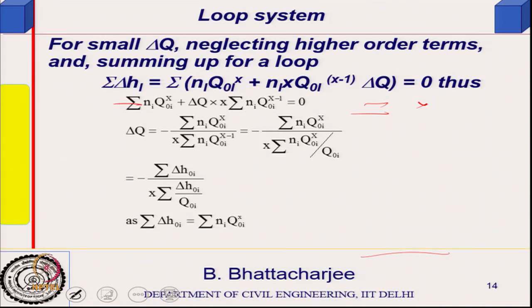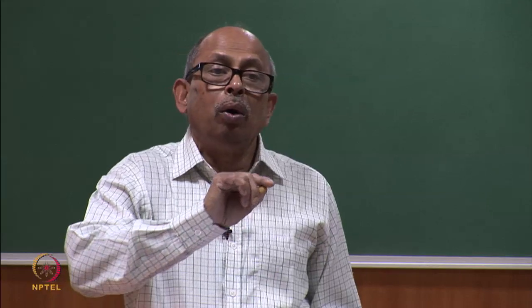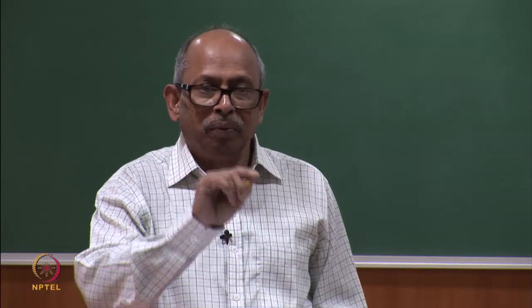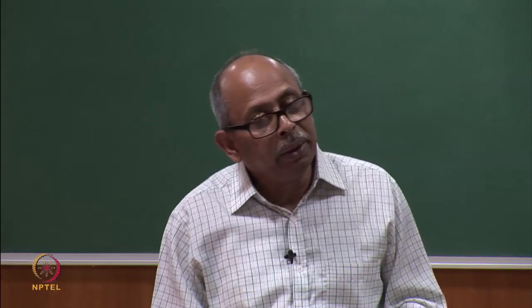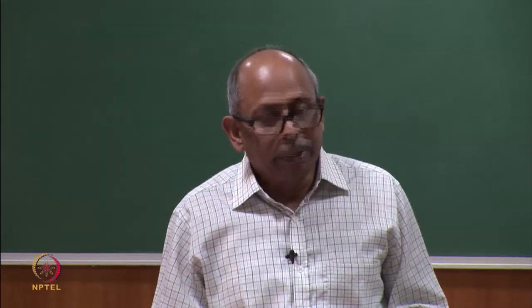So, if I expand it out, n i q i to the power x, etcetera, I should be able to take delta q out of this. I am assuming the delta q correction is the same throughout the loop, in all the branches in the loop. That is what I have done.